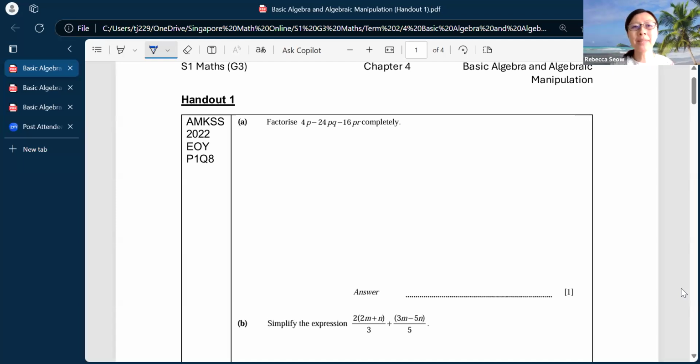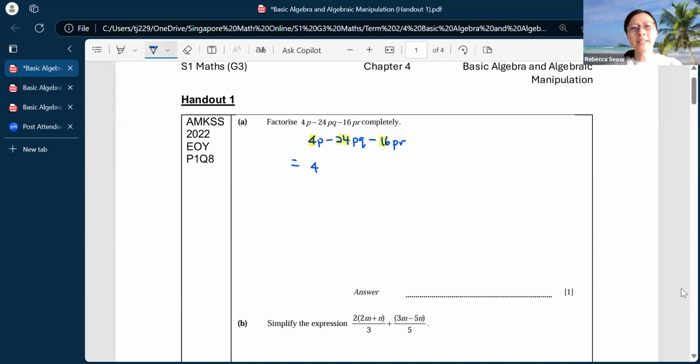So factorize 4p minus 24pq minus 16pr completely. Let's put down the first line in our working. As we do so, we also ensure that there is no transfer error. Now, within each of the terms, let's look out for the common factor in terms of the coefficient first. So what are the coefficients here? We have 4, 24, and 16. So amongst these three, the common factor will be 4.